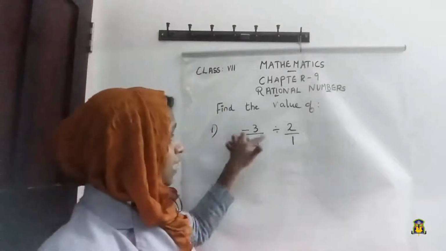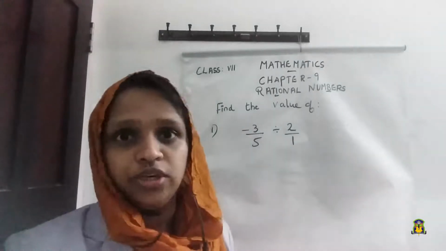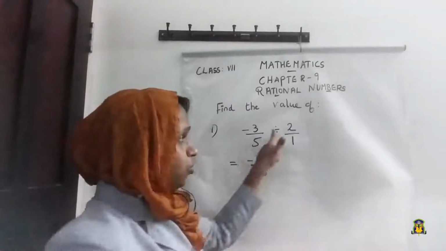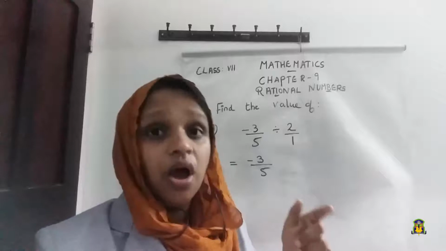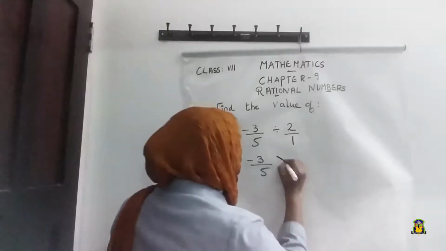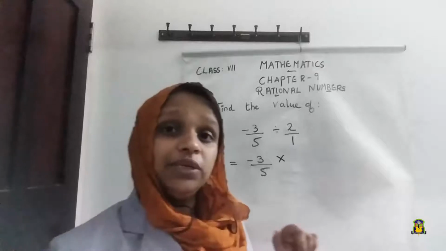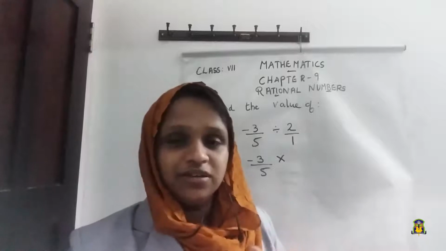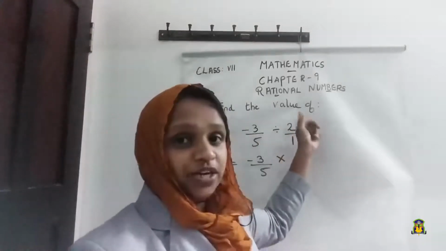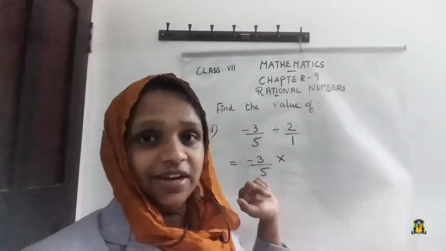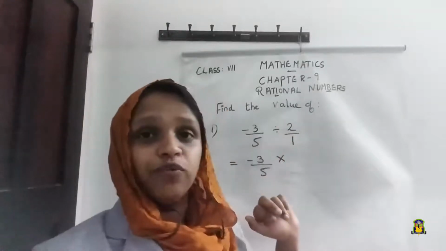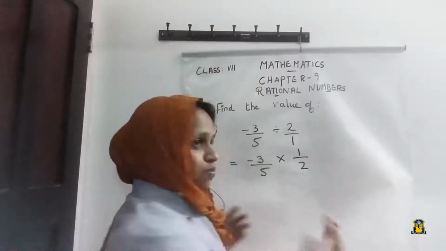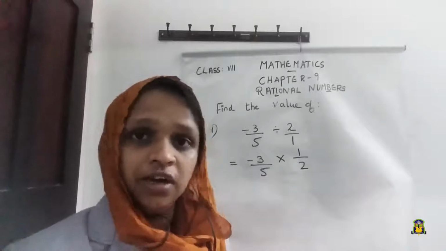That means here it is a rational number. The first rational number has no change, so we write this as negative 3 by 5. Then this division will change to multiplication. And what about the reciprocal? What is meant by the reciprocal? We are changing the denominator to numerator and the numerator to denominator. So what will be the reciprocal of 2 by 1? Yes, it is 1 by 2. Reciprocal means just interchanging the numerator and the denominator.